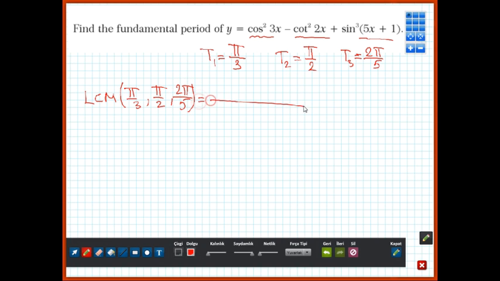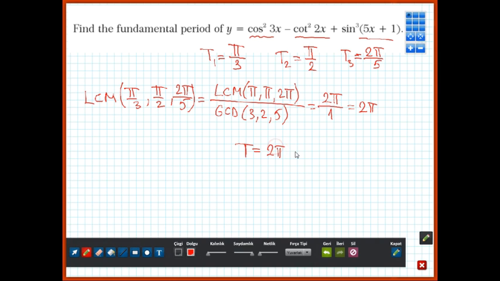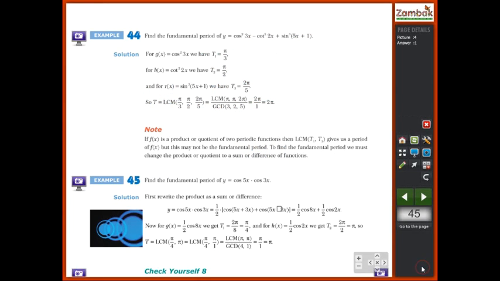That means we have to find the least common multiple of pi, pi, and 2 pi, and here the greatest common divisor of 3, 2, and 5. The least common multiple is 2 pi. The greatest common divisor is 1. So the period is 2 pi. Also in here, the period of our function is 2 pi.